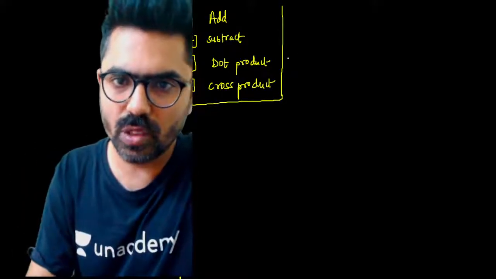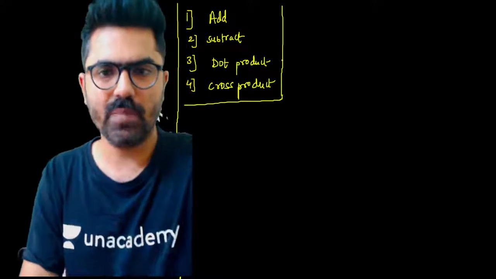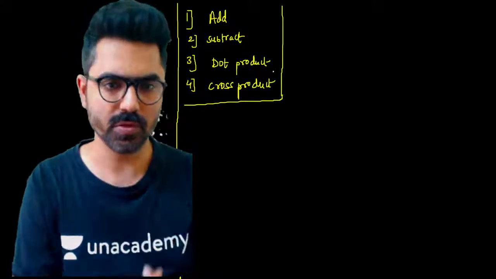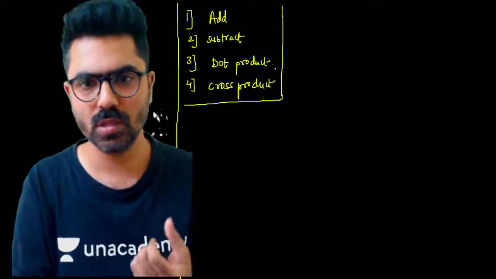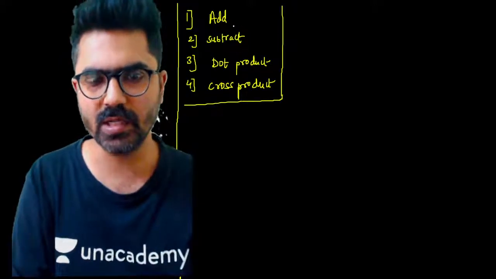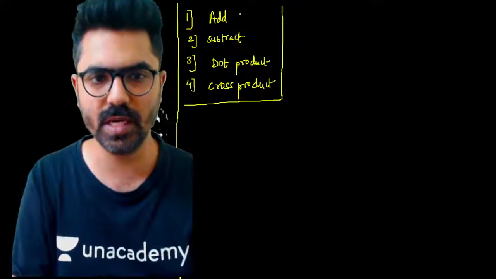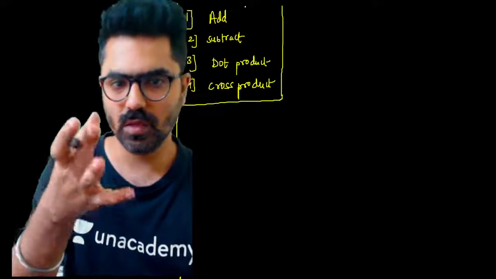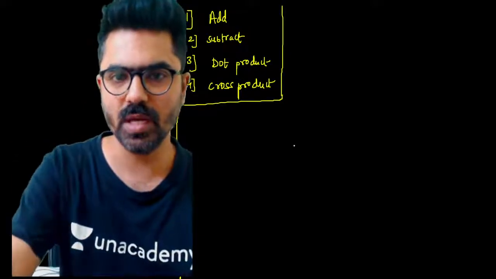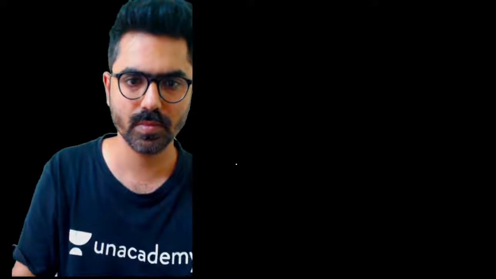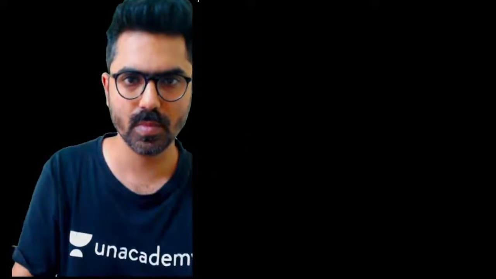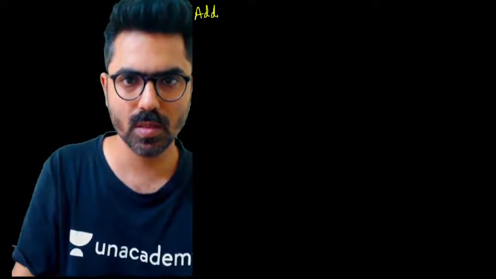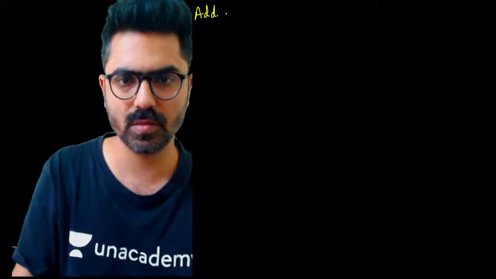Along with that, we'll try to cover the application of dot product and cross product also, like where exactly it is used, and what are the applications of addition and subtraction also, how to find the diagonals and everything. So we'll go step by step. We'll start with the addition of two vectors.